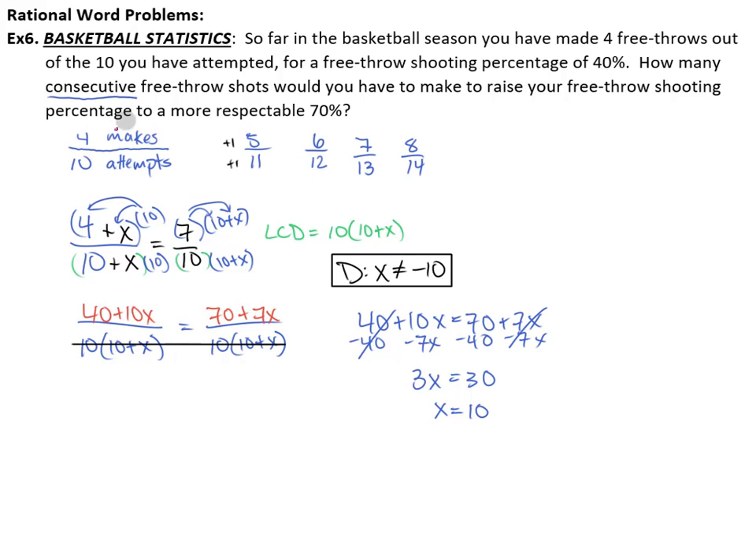Let's add 10 to our number of makes and 10 to our number of attempts. So if my makes goes up by 10, that would have been 14, right? Again, from our start. If my attempts goes up by 10, that would be out of 20. And you might notice that if you reduce this by dividing by 2, that would give me 7/10, which is a fraction equivalent to 70%. So that's it. We need to make 10 in a row to get up to 70%.